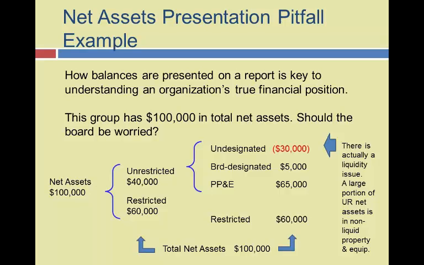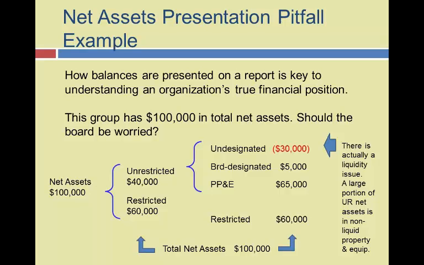Being clear about how we present the composition of our net assets is really, really important. And I'd like to show you an example of how a balance might be misinterpreted if it's not properly shown in a balance sheet. It's key to understanding the true financial position. So this group has $100,000 in total net assets. And the question is, should the board be worried? It's a positive number. It's $100,000. Let's dig a little deeper.